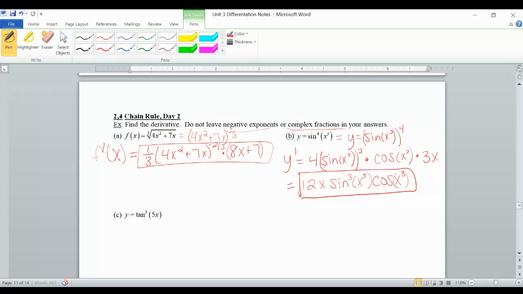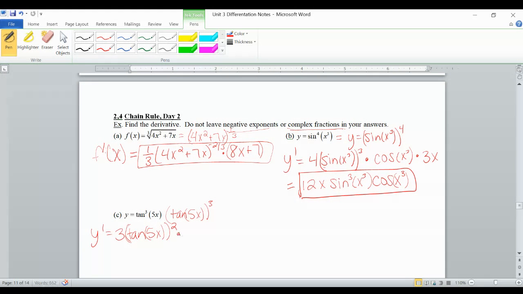All right, the last one here, y equals tangent cubed of 5x. Very similar to the one we did yesterday, except this is now tangent cubed. So we've got tangent of 5x, all of this cubed. If we want the derivative, we're going to use chain rule. So the derivative of the outside is going to be 3 tangent of 5x, all to the 2nd power, times the derivative of the inside here.